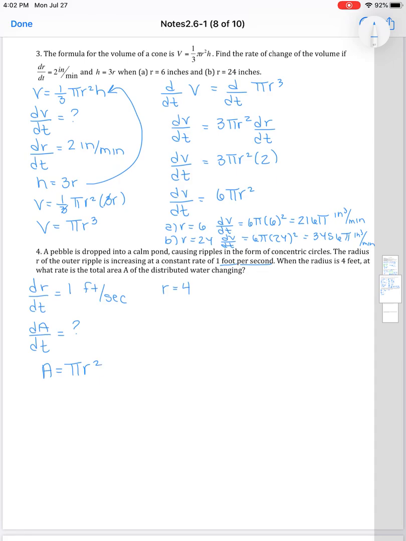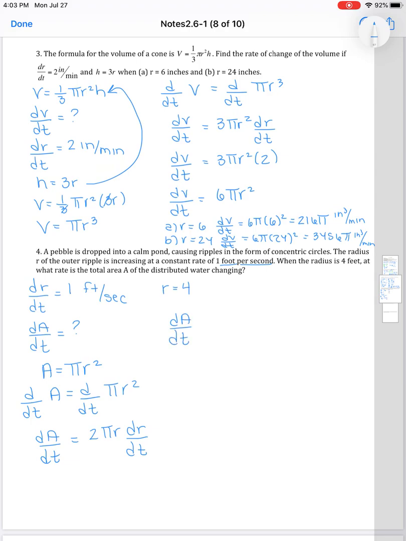When the radius is 4 feet, at what rate is the total area of the disturbed water changing? So in this case, we don't know dA over dt. Now what's different, and we know that r is 4. What's different about 4 and 1 is that with number 1, we were only dealing with the area and the radius. In this example, though, the time component has been added into the mix.